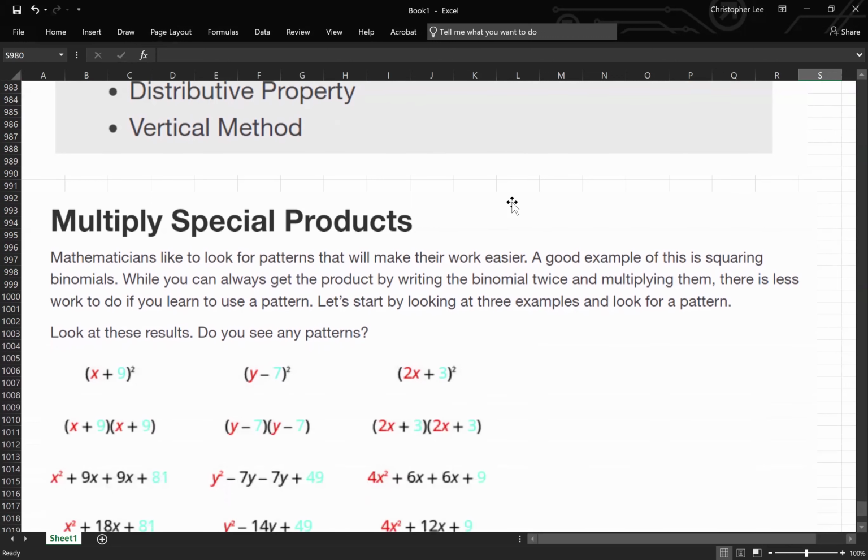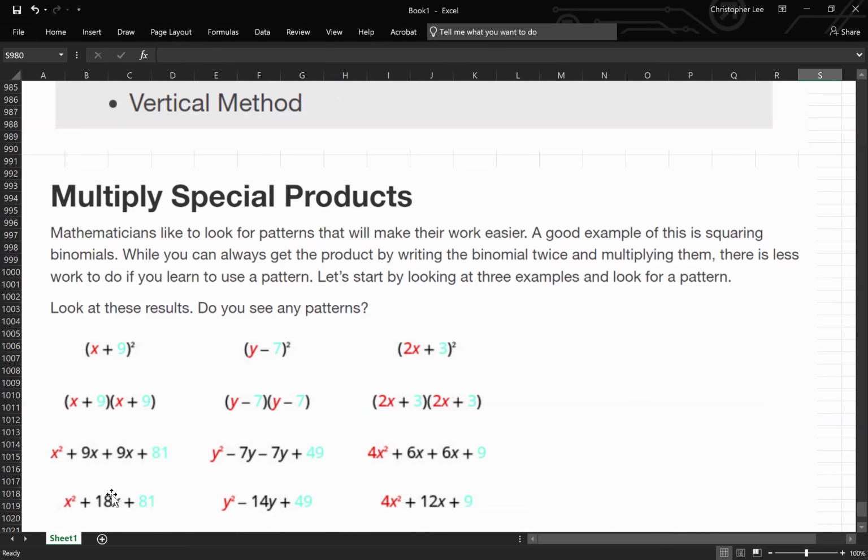So look at these results. We have x plus 9 squared. So x plus 9 squared means x plus 9 times x plus 9, right? However you want to do it, vertical method, distribute, whatever, you're going to come out to be x squared plus 9x plus 9x plus 81, which becomes x squared plus 18x plus 81.